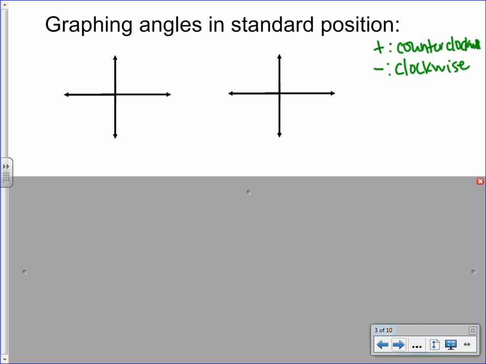Now, let's just remind ourselves of the quadrants, because you could be asked what quadrant this angle lies in. We've been taking a break from math for about 2.5 weeks now. So what quadrant is this? And 3. Okay, so we name them like that.